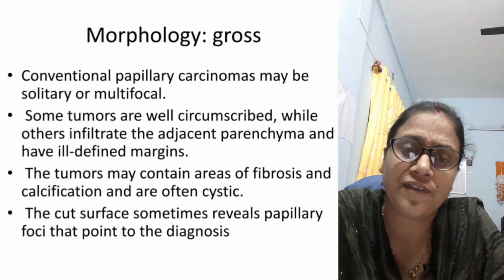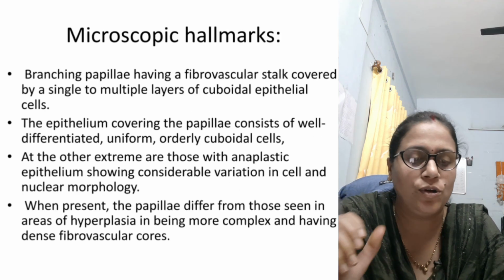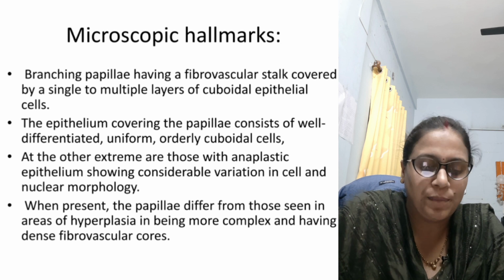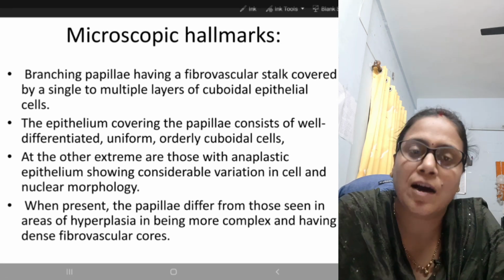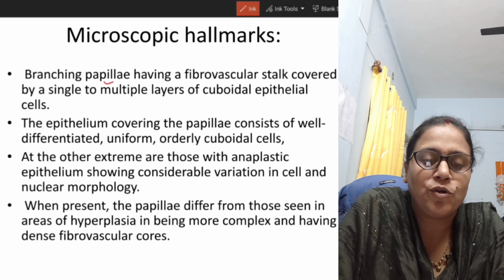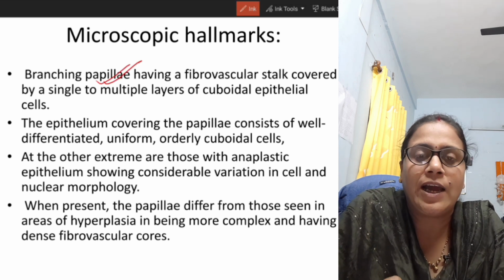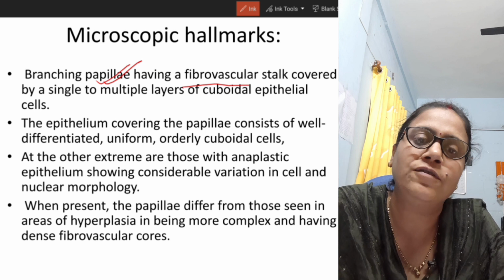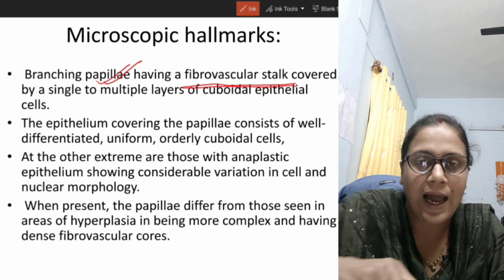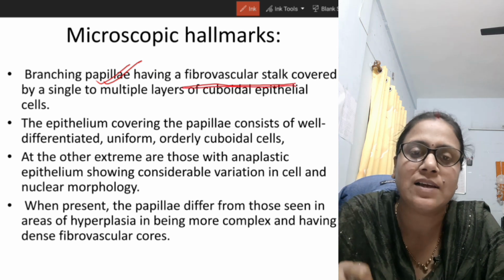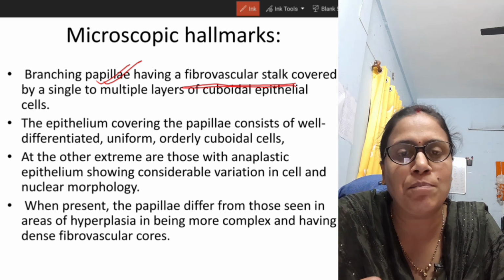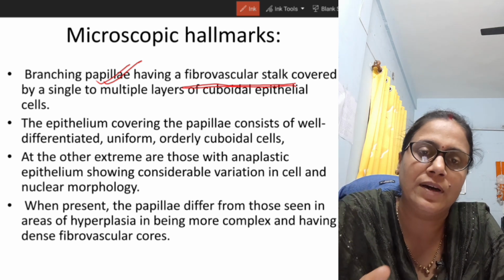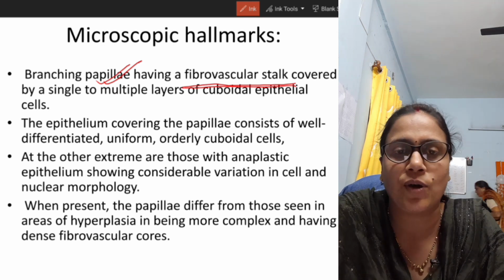Microscopic hallmarks, very important as pathology students. There are branching papillae, which is how it got its name papillary, which have a fibrovascular stalk. Any true papilla will have a fibrovascular stalk and an arrangement of cells around that fibrovascular stalk. This arrangement we call a papilla, a true papilla. This is how it gets its name, papillary thyroid carcinoma.